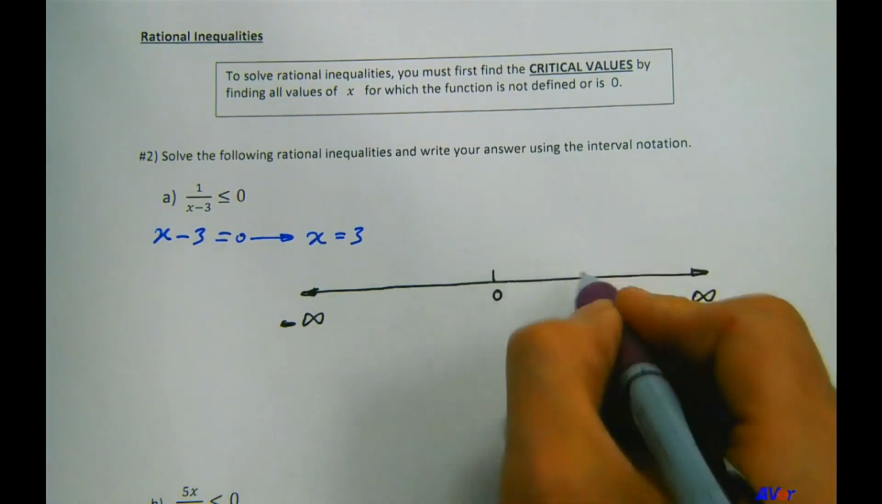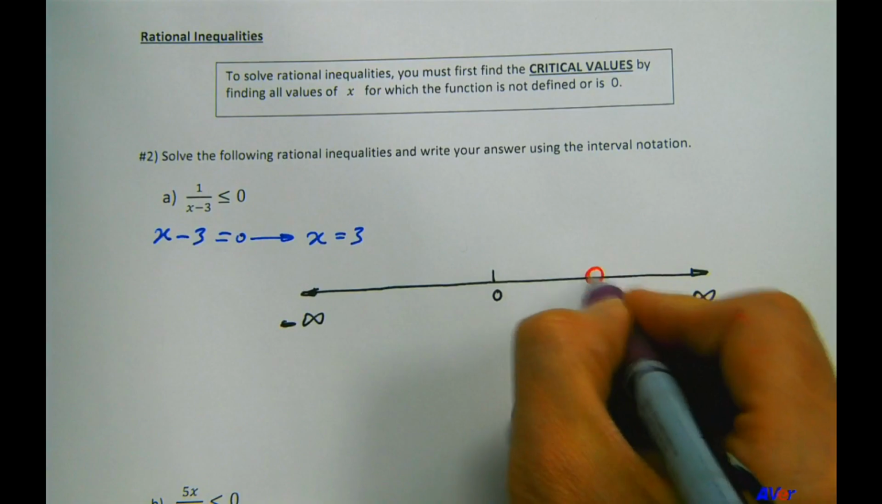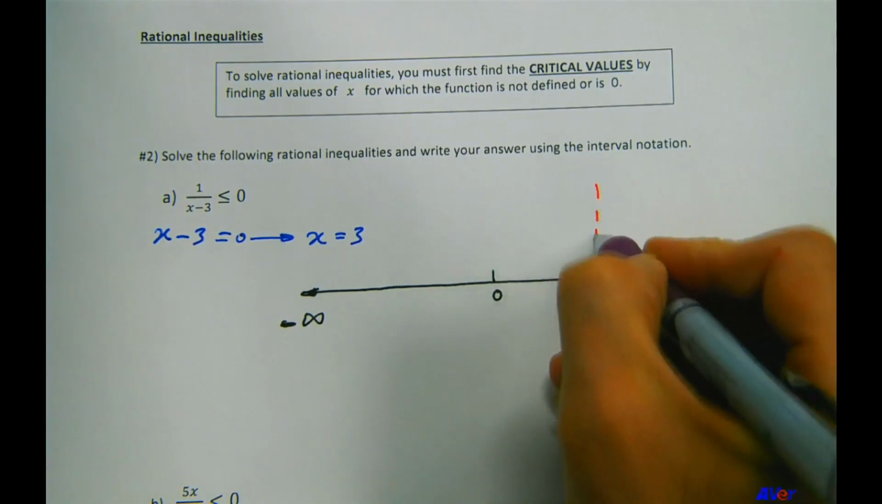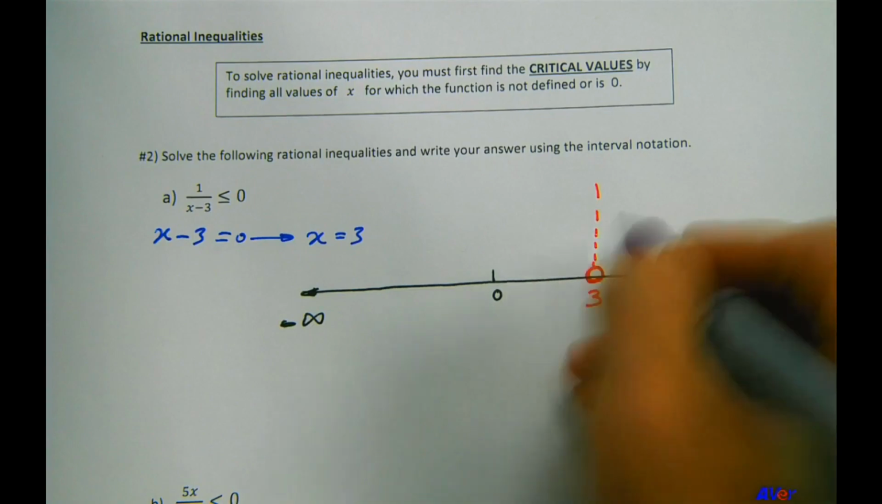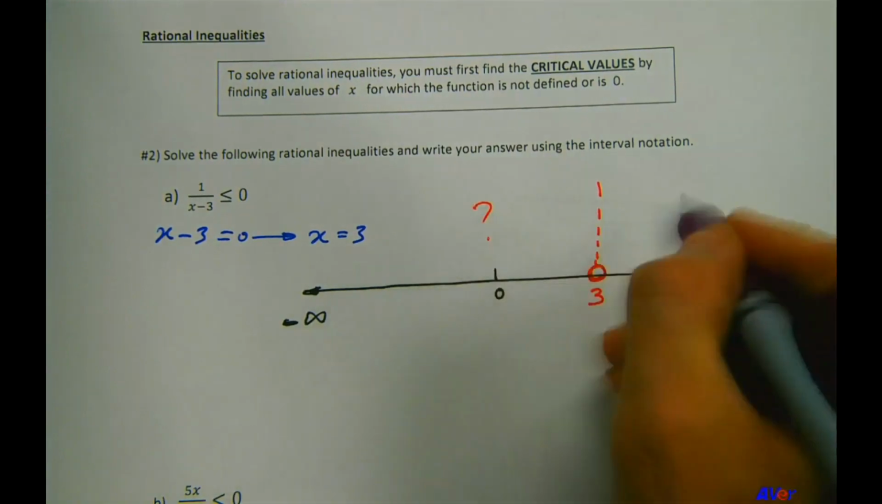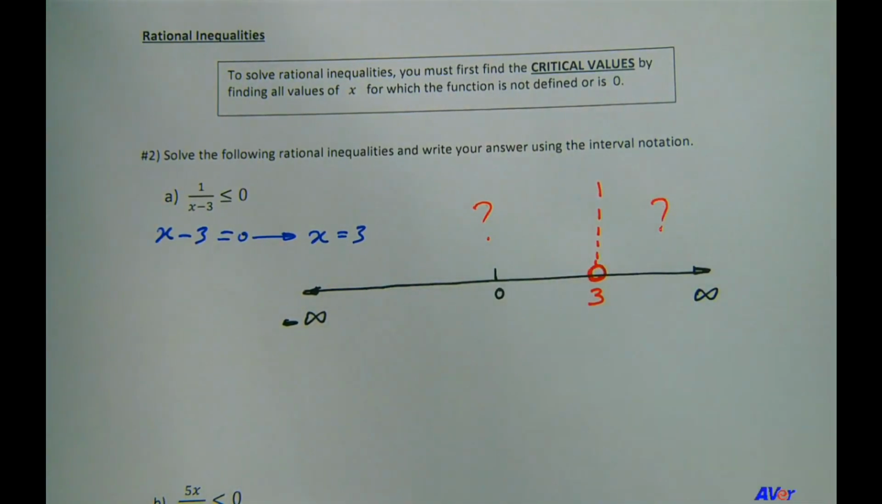X equals 3 would be somewhere here, and I'm going to put a hollow circle here, 3, and dashed lines over it, indicating that 3 itself is not part of the solution. So how many regions should we check? 2 regions, right? One is this region, and one is this region.